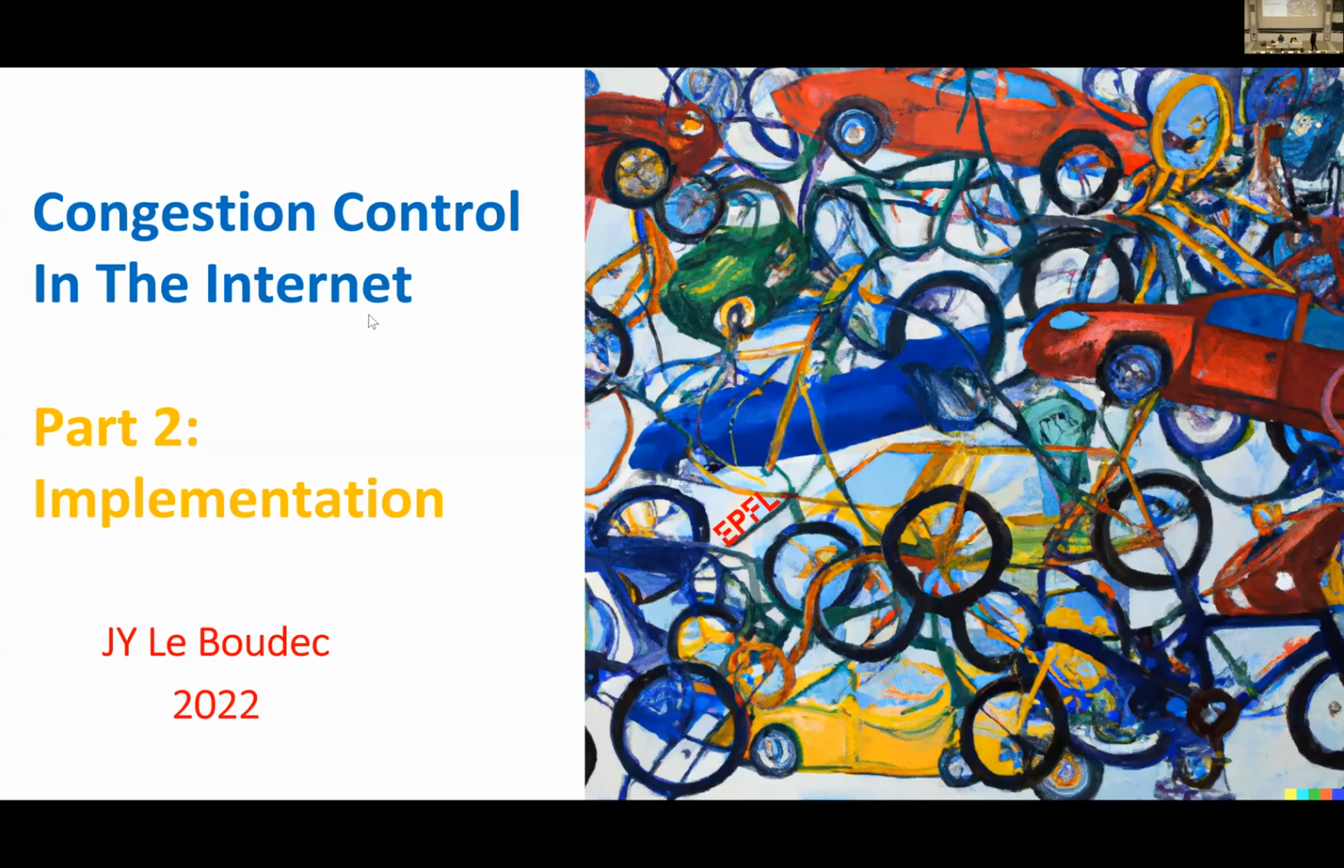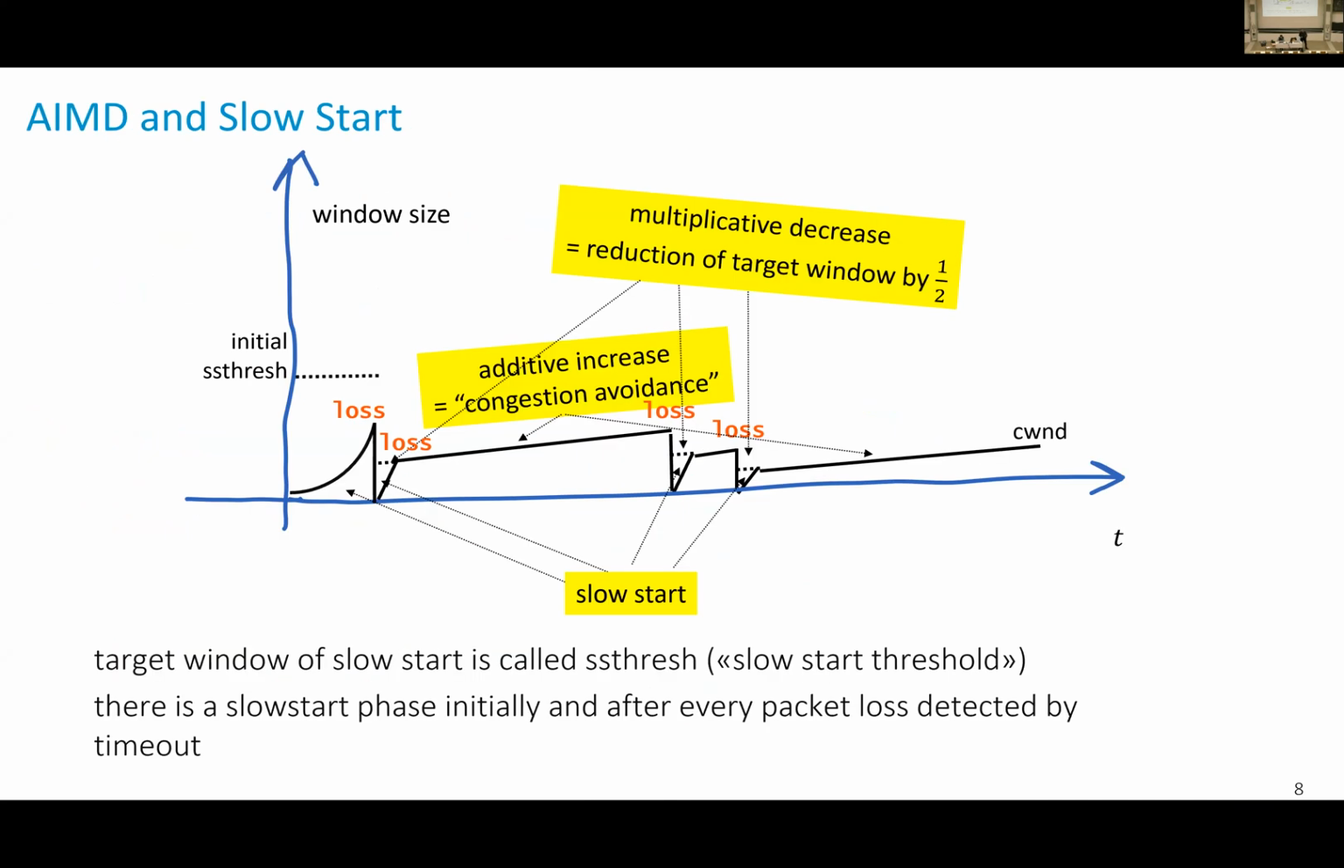We continue discussing how congestion control is implemented in the internet. We left at this point last week. We saw that TCP implements an approximation of additive increase when there is no loss by increasing the window by a fixed amount every round trip time. And when there is a loss detected by timeout, it goes into slow start until it reaches half of the window size that was just before the timeout, which is one way of implementing the multiplicative decrease.